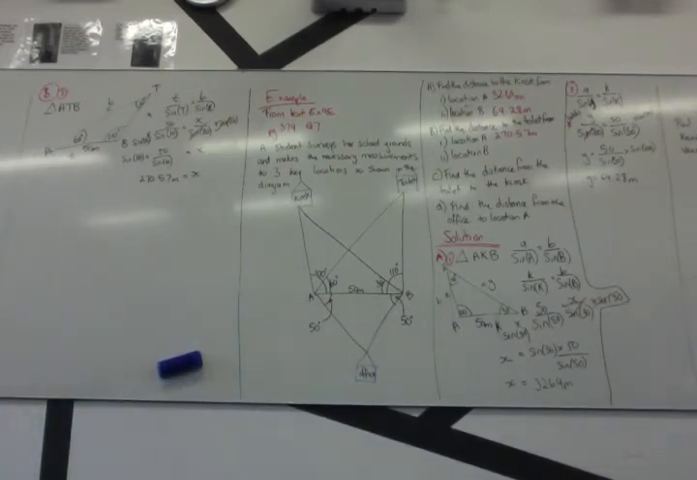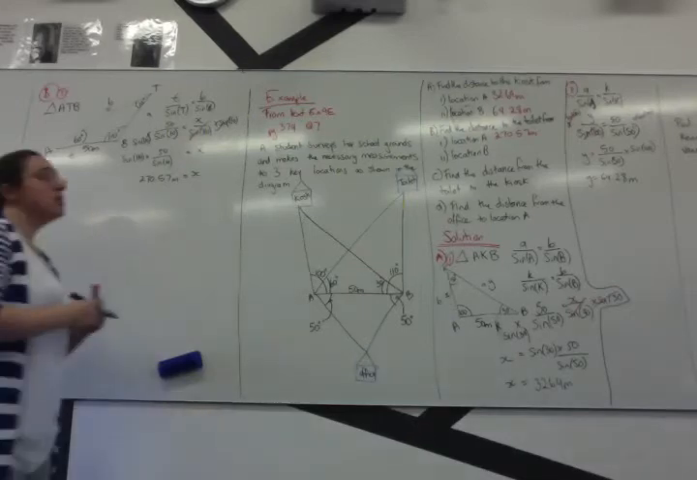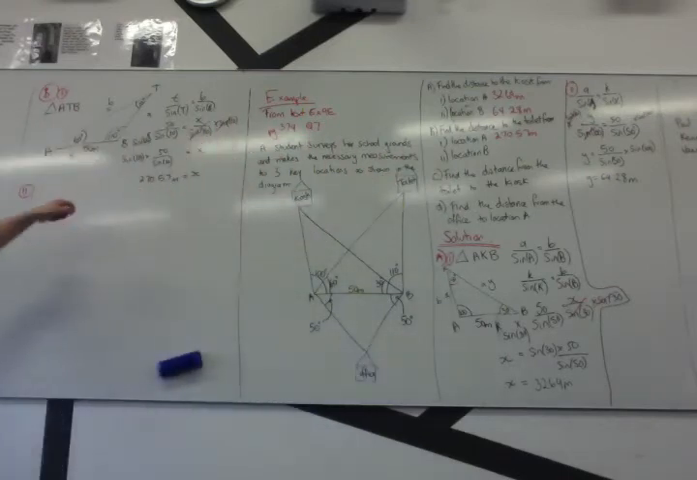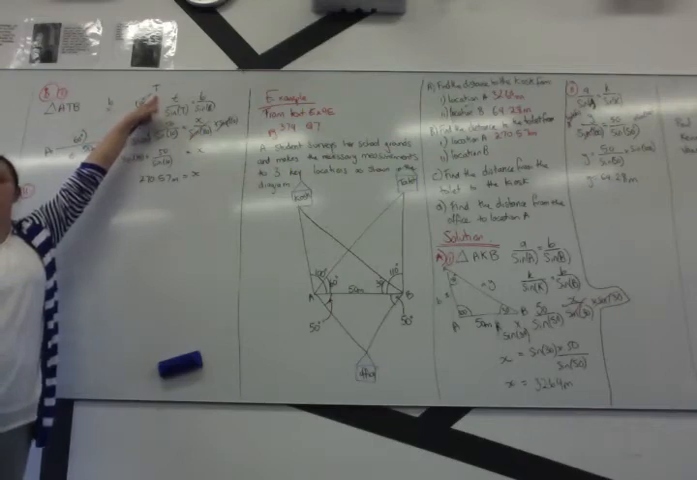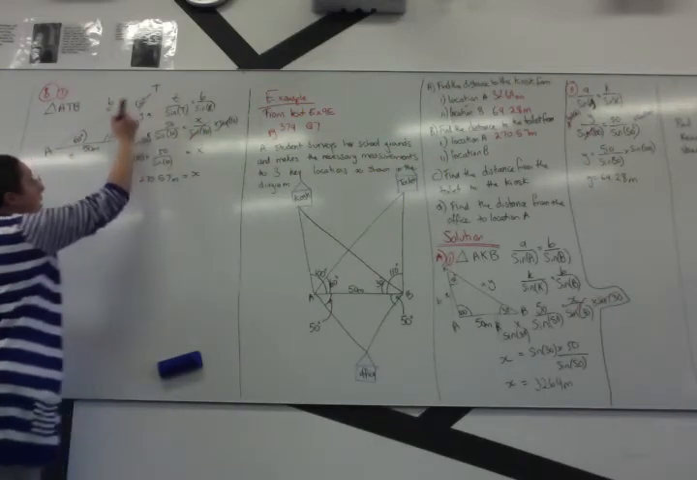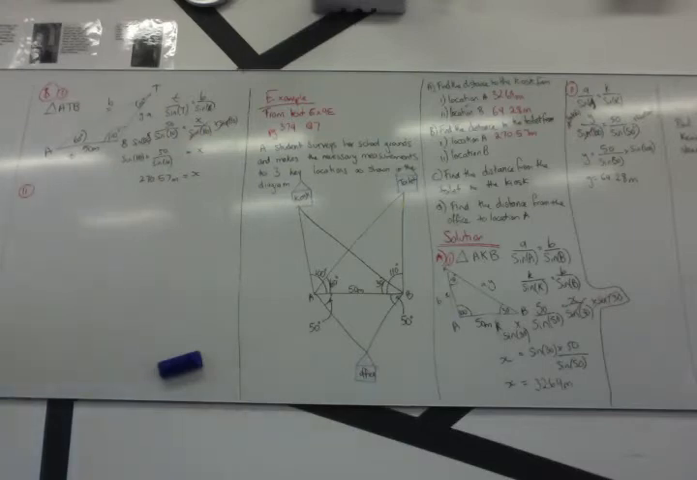So obviously you can see that my diagram is completely out of whack to how it should be. But that's okay because it's just a drawing, it's not to scale. Now, that was part 1. Part 2 says from location B to the toilet. So we're looking from here to here now. So from B to T, we'll call it Y.